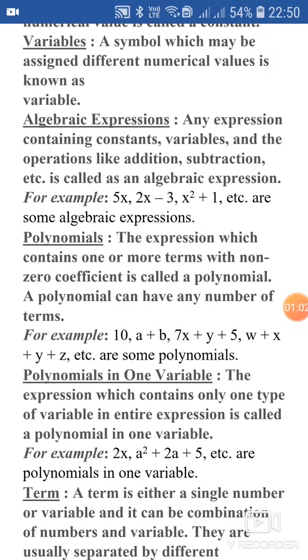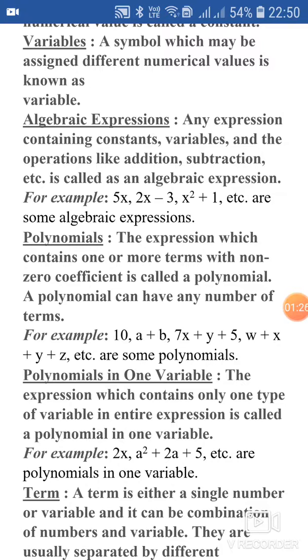Then come polynomials. An expression which contains one or more terms, two terms, three terms, with a non-zero coefficient. Non-zero coefficient means the coefficient should not be zero, because if it is zero, the term will become zero. That type of expression is known as a polynomial. A polynomial can have any number of terms.